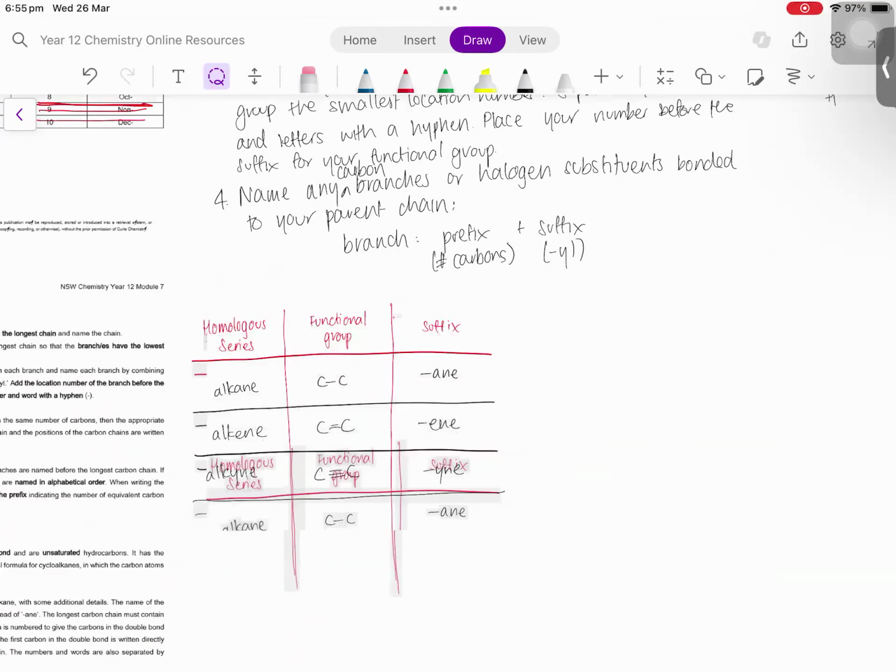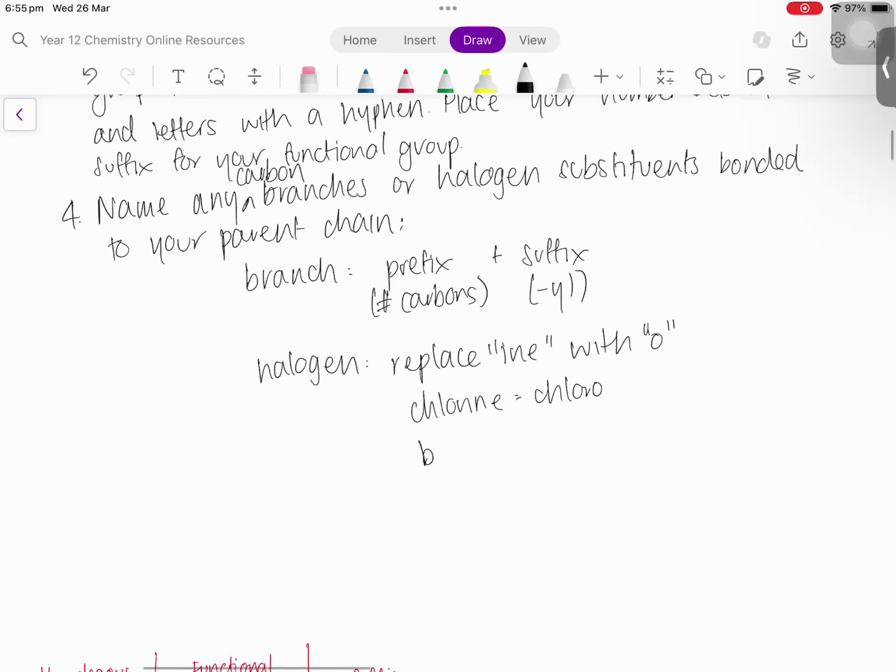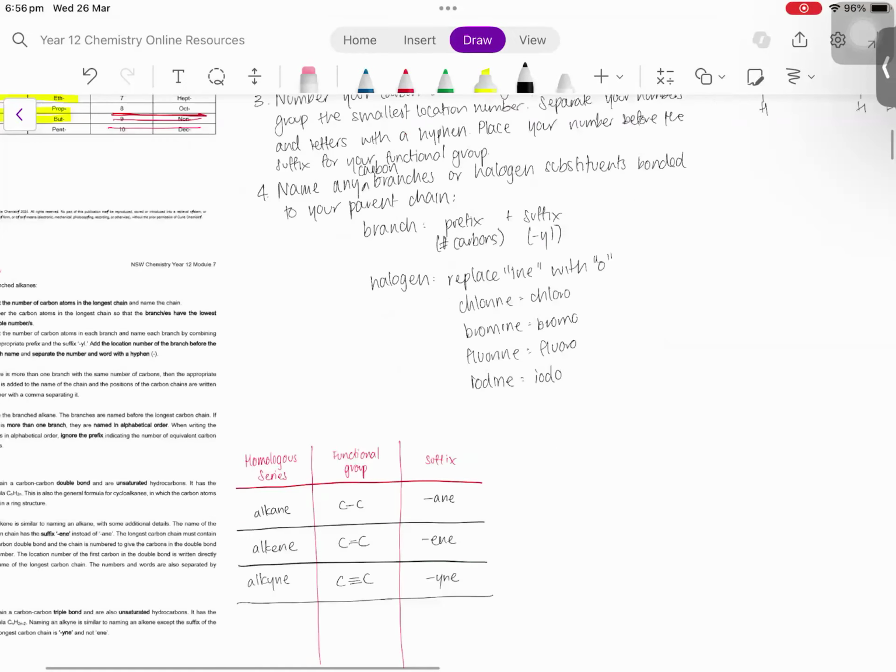If it's a halogen, replace the -ine part of the halogen name with -o. Okay, so for halogens, you don't have some rule to remember. If it's chlorine, you just turn it into chloro. If it's bromine, you turn it into bromo. If it's fluorine, you turn it into fluoro. And if it's iodine, you turn it into iodo. All right.